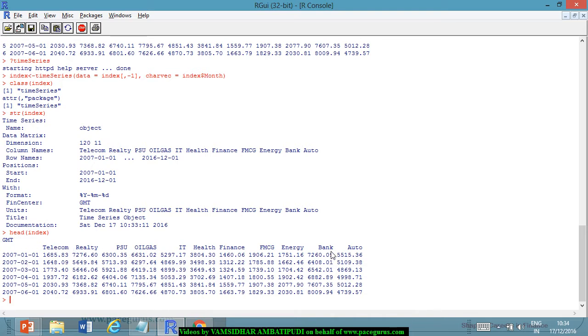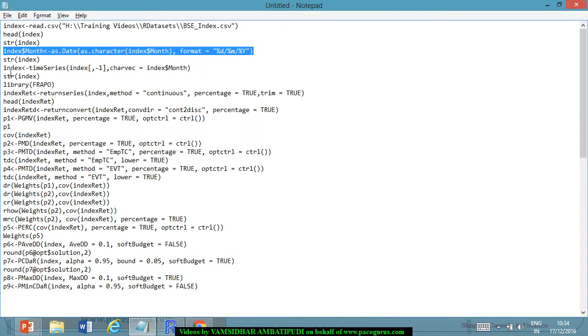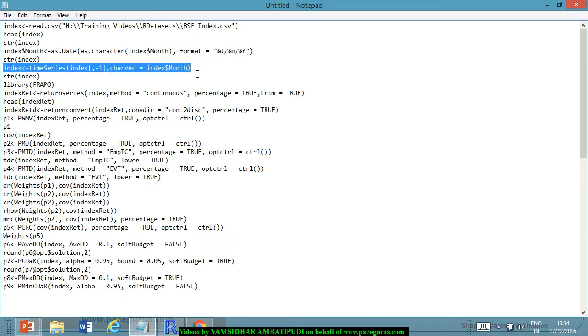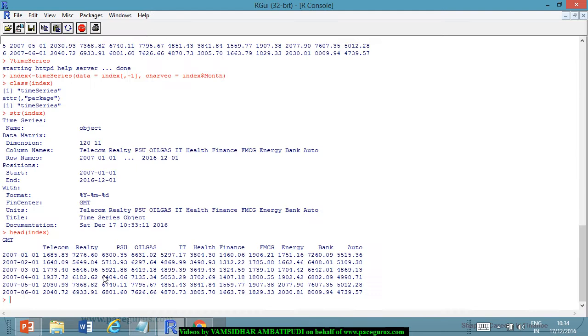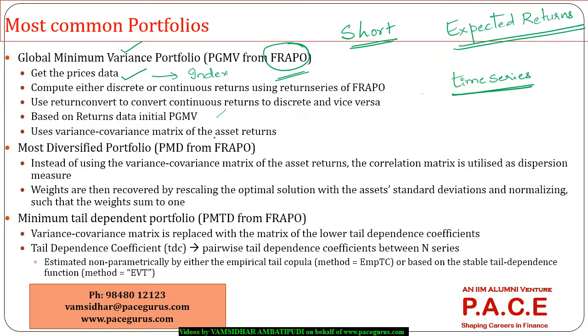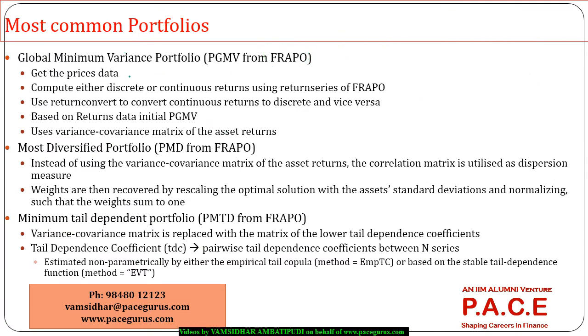All others are having the heading. So that's the first step. We have converted the data into a time series. So this is something we have done right now. And after that we have looked at the structure. So this is the data with which I am ready now. It's a time series data of the index values. Now with this I am ready to build my portfolio. So if I look at it now, this step is done.